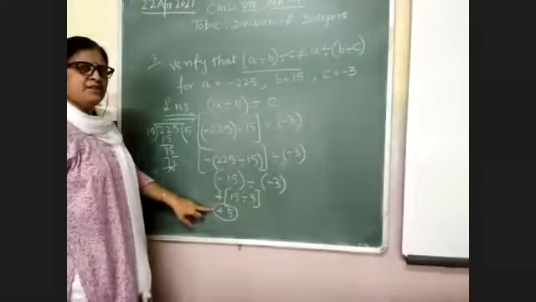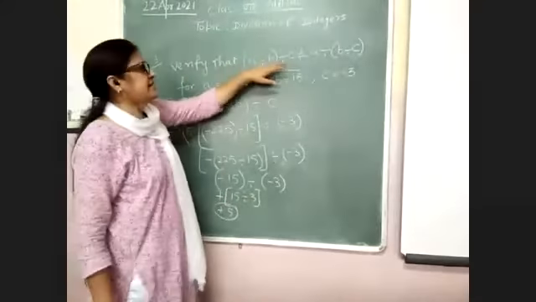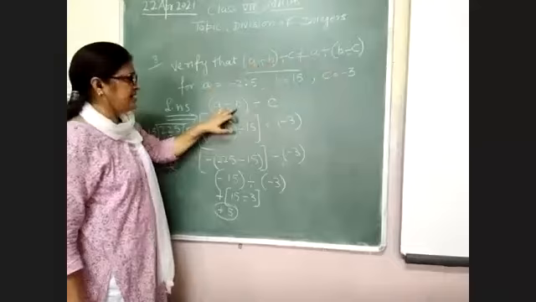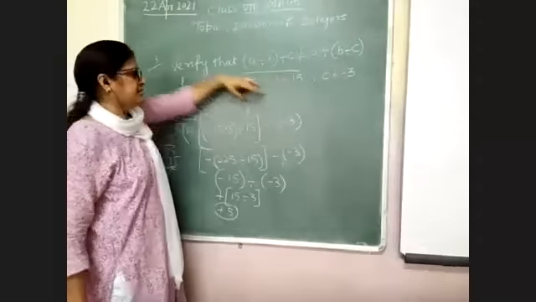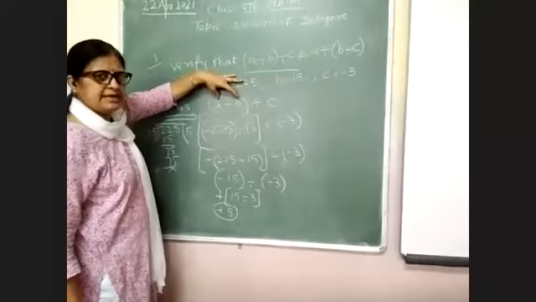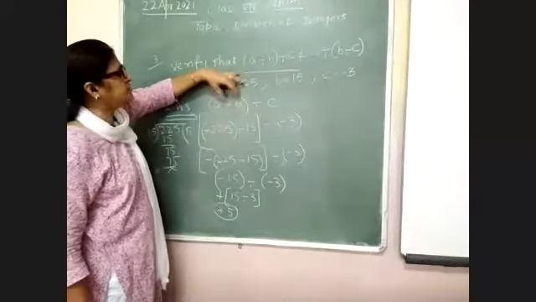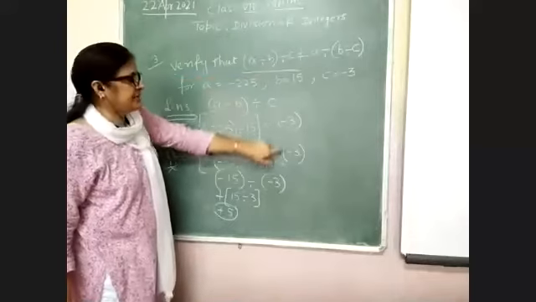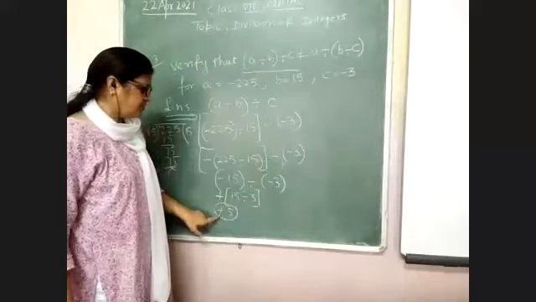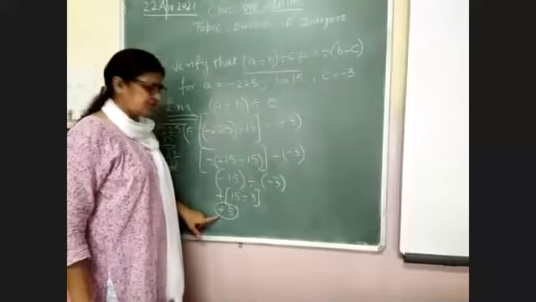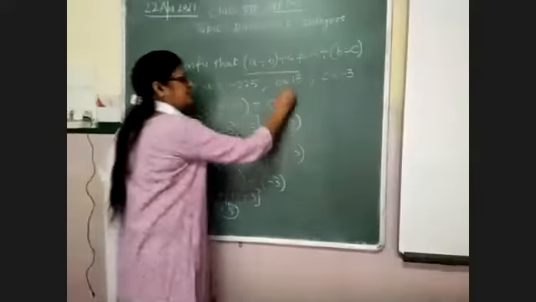Okay. While solving the left hand side, A divided by B again divided by C, first you have to solve this round bracket. First you have to solve it, then you have to divide it by C. Now your left hand side is plus 5. And now take the right hand side.